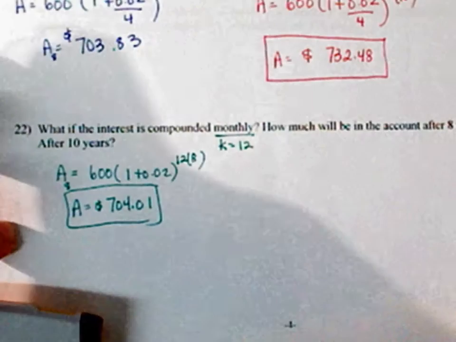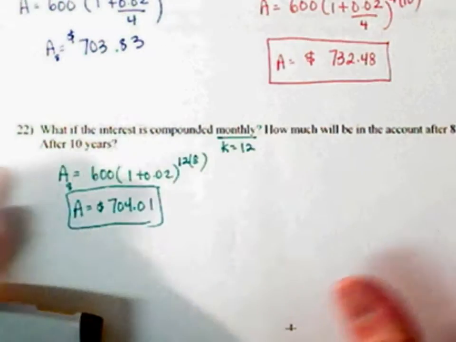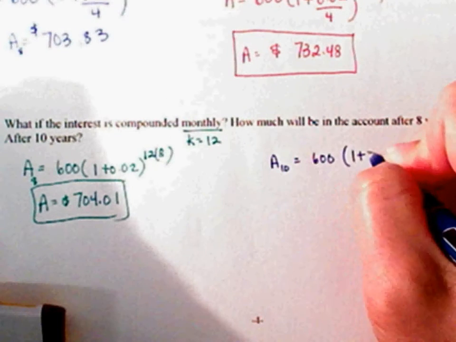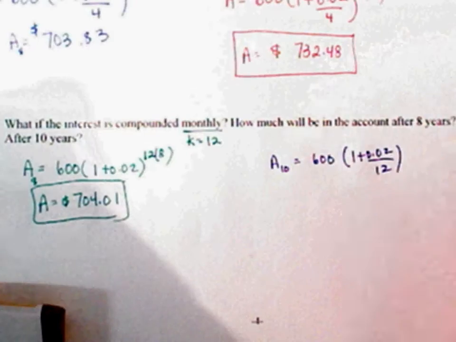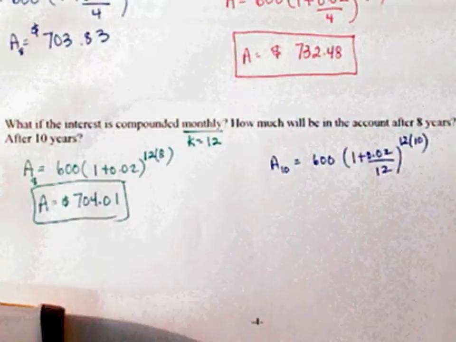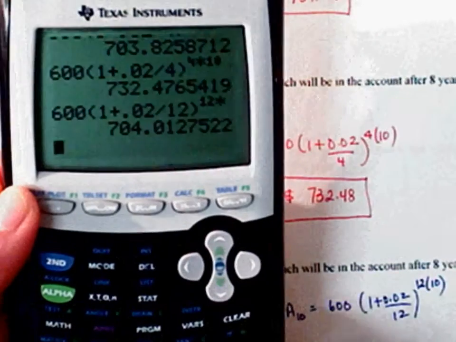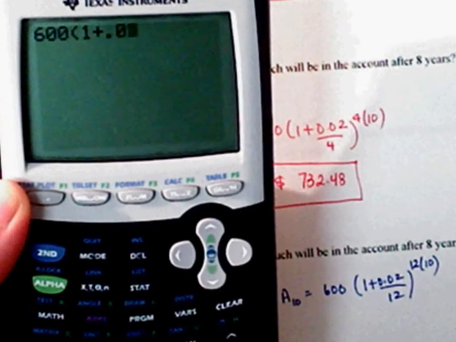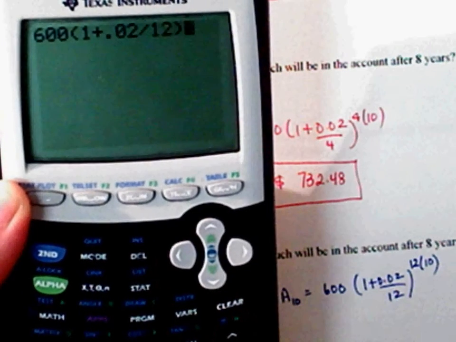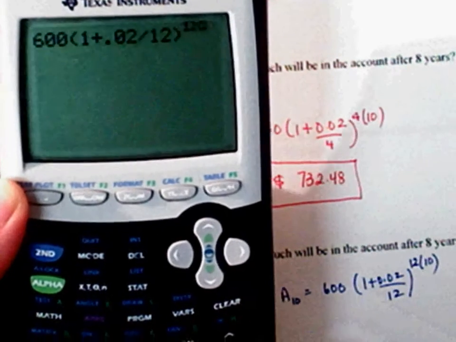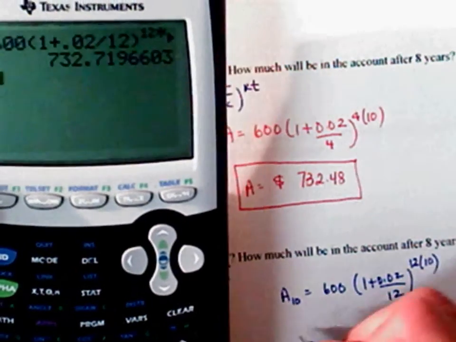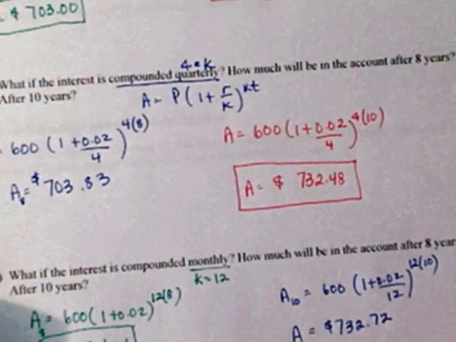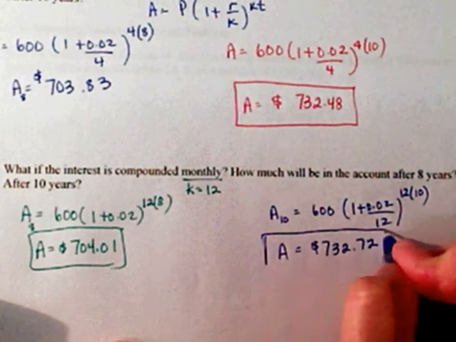All right. Now we got to do it for 10 years. You do the same thing. 600, 1 plus 0.02 every month, so 12 times 10. Okay? You can type it again, or you can just go back and do what I did. All right. Like I did before. 1 plus 0.02 divided by 12, because it's 12 times a year, raised to the 12 times 10. That gives you $732.72. So make sure you round it correctly. There's your solution for page 4.